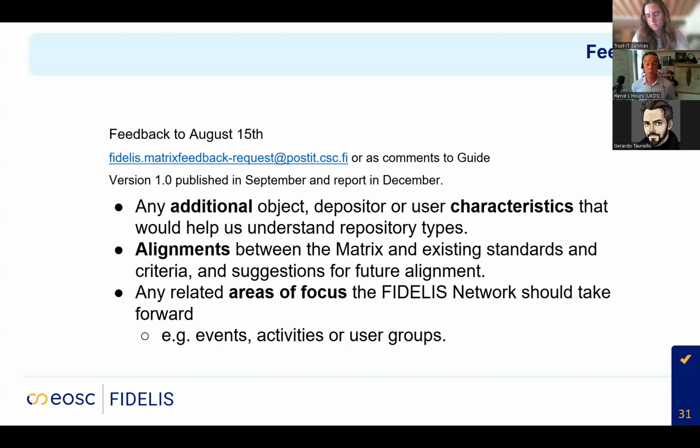And as you go through all of this stuff as well, have a look at any related areas of focus that the Fidelis network should take forward. We've been through some of the activities that the network will undertake over time.